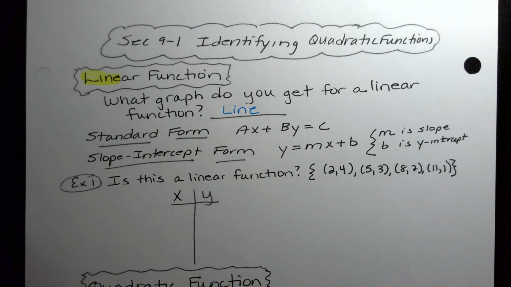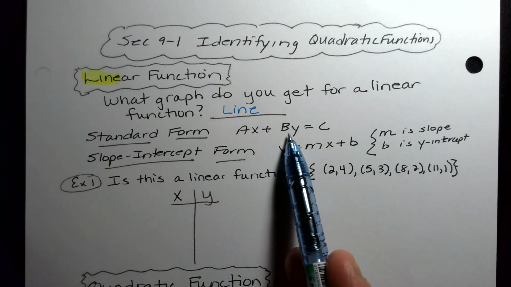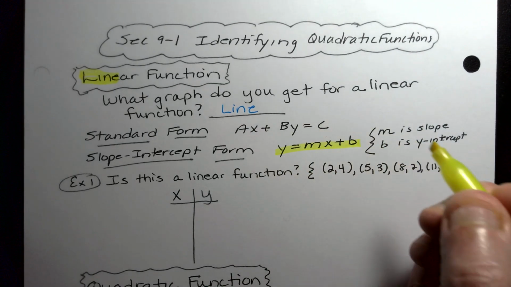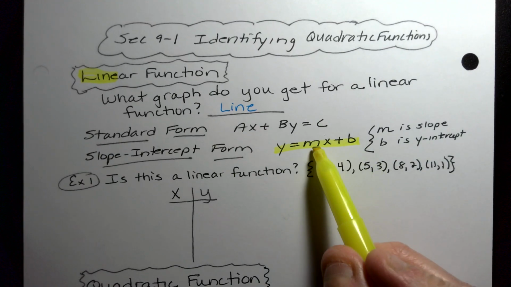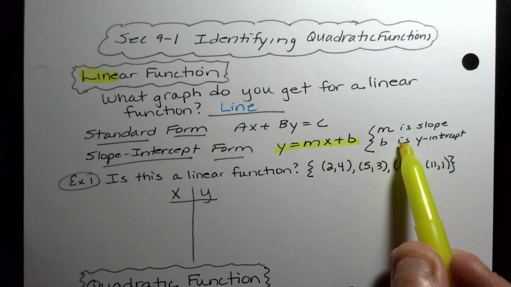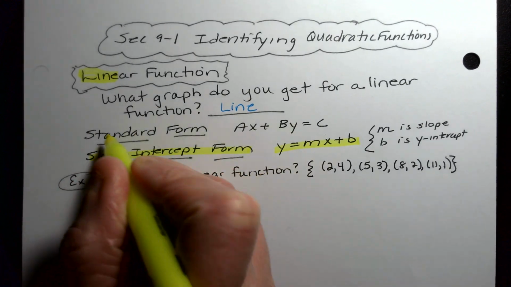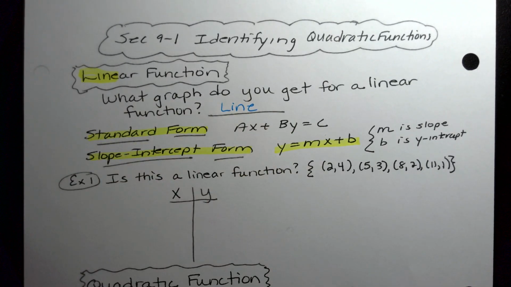So the standard form for that is ax plus by equals c. But oftentimes we have been using y equals mx plus b, where m is our slope and b is our y-intercept. That is our slope-intercept form. This is our standard form. We also talked about, so this is all review, how do you take a set of coordinates and figure out if they would make a linear function.